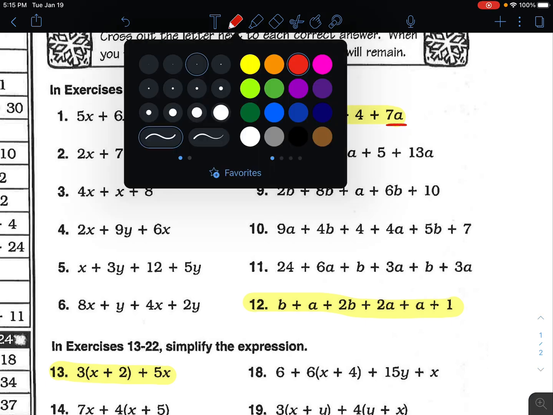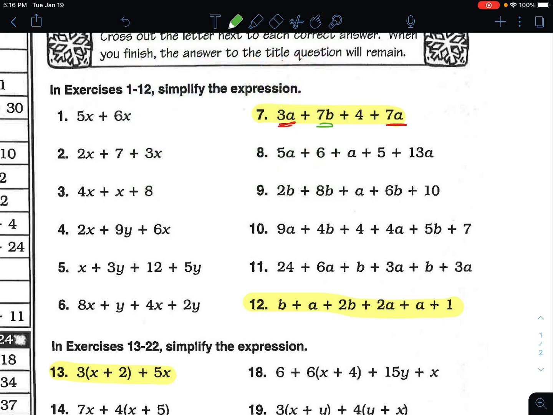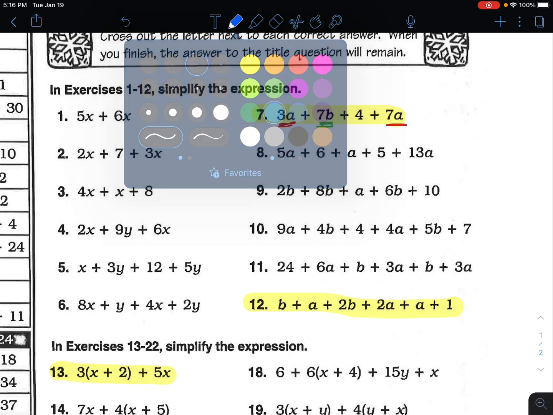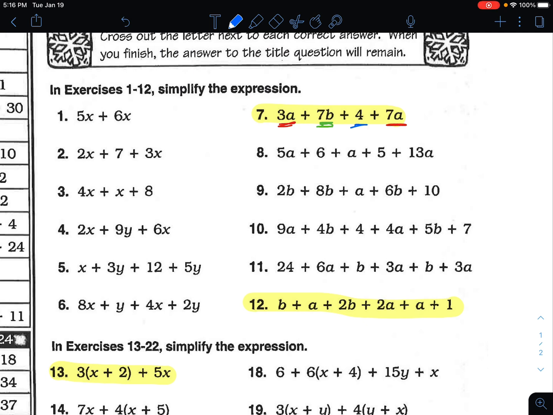7b is a different kind of term. Do we have any other b terms? I see none. And finally, let's look at our constants, or look at 4. 4 is a constant, which means it's by itself, and we have no other constants, like 4 or 8 or 9 or 11. So we have basically 3 kinds of terms here: a terms, a b term, and a constant. What you do is combine like terms.